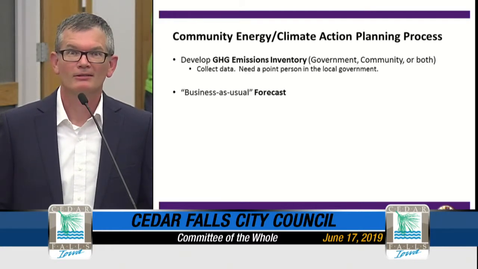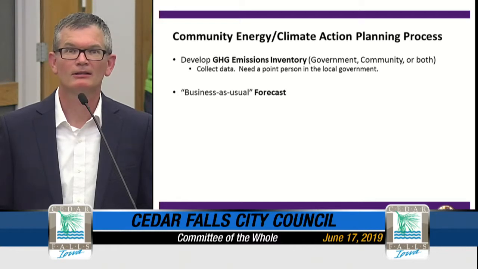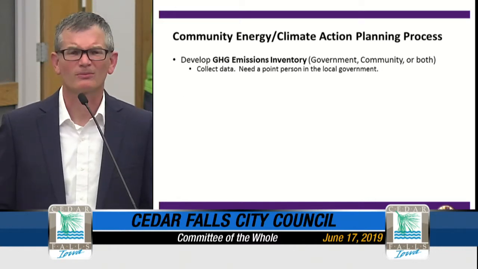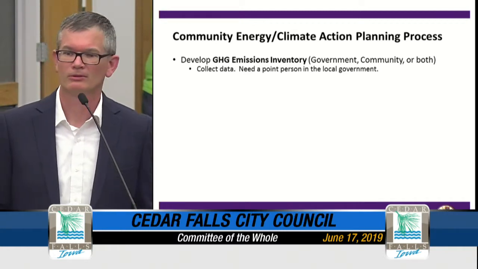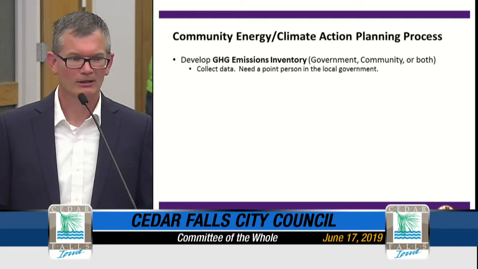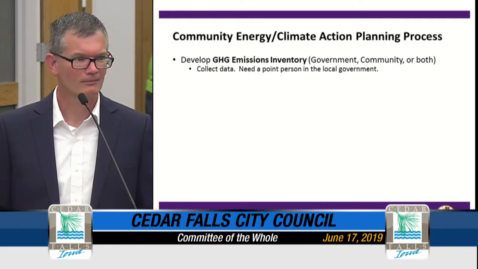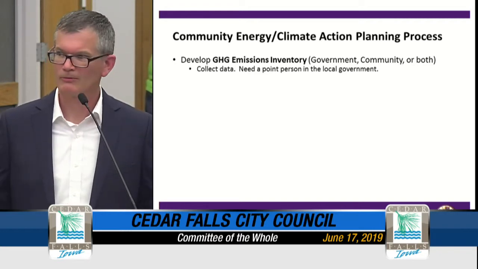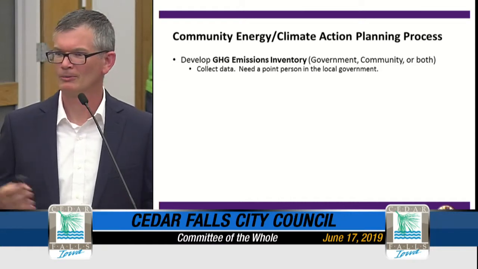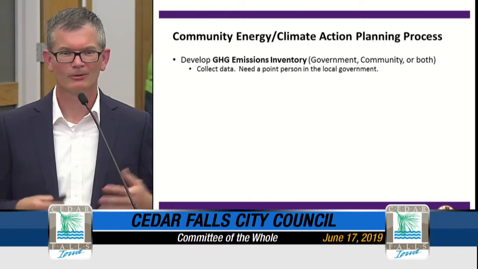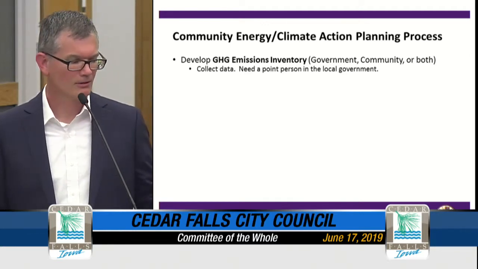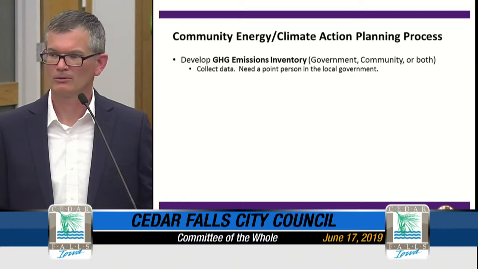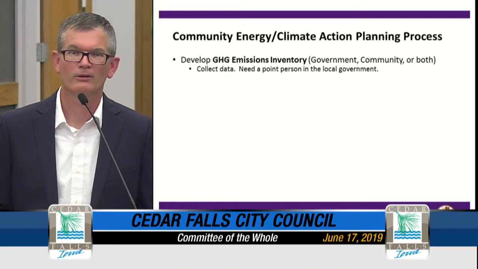So the process, briefly, just to tell you how this works. There's a four-step process. First step is to develop an emissions inventory. So we first have to know what we're dealing with. We need to inventory where emissions are coming from in a community. In order to be able to reduce them, you've got to know where they're coming from. You have to measure it and establish a baseline. So that's actually the work that I want to share with you later, is the initial baseline inventory that we've developed for the city of Cedar Falls.